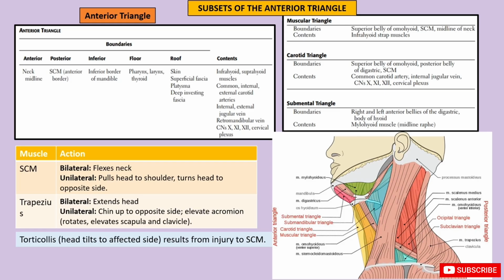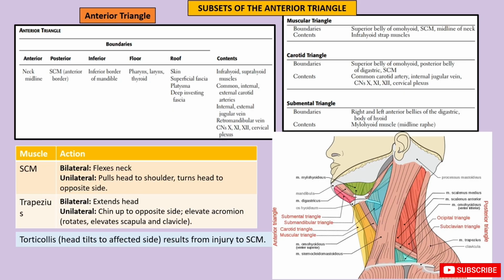In the anterior triangle also, the contents are very important. We can see the anterior triangle has different subsets. Like the first one we see is the submandibular triangle here. Again, the contents of it. Then the carotid triangle contents, submental triangle contents, and muscular triangle contents.